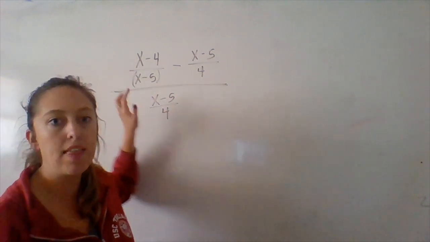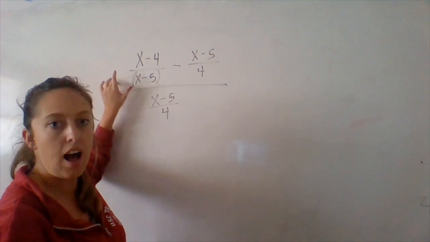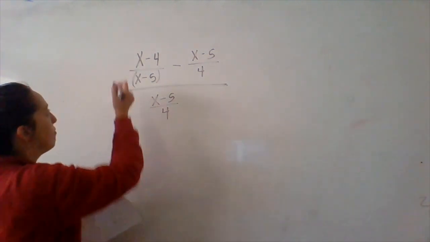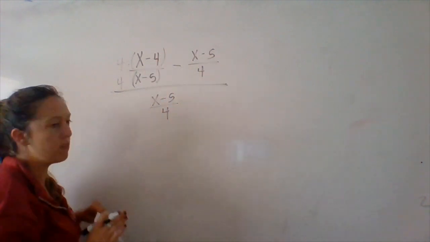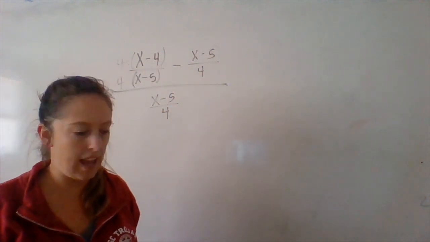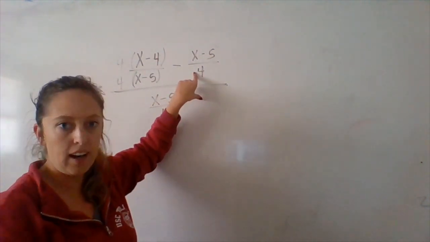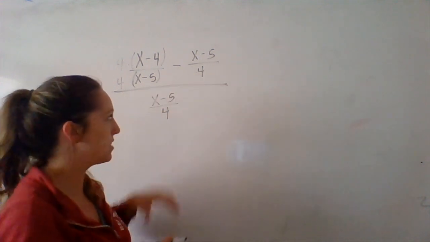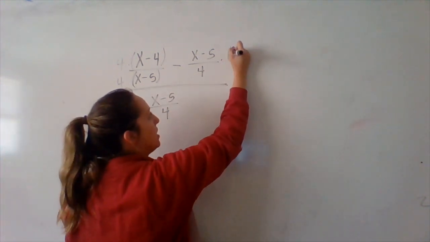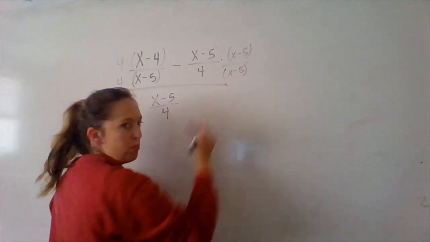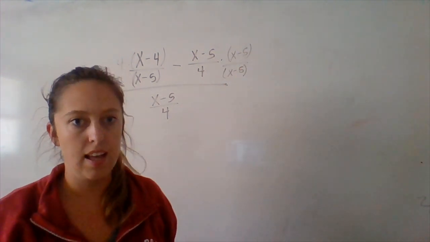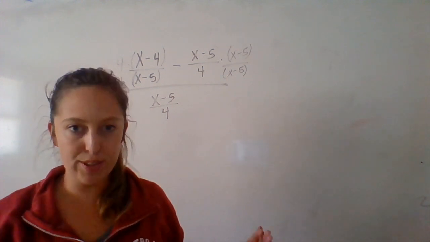So we need to multiply the numerator and denominator of this first fraction by 4. And that 4 is going to be applied to both of these pieces. Then over here, I am missing the x minus 5. So on this fraction, I need to multiply by x minus 5 on both of those pieces. From there, I'm going to multiply out.